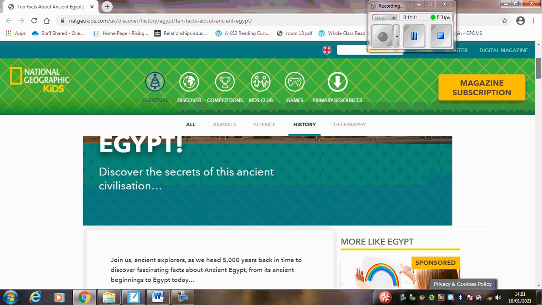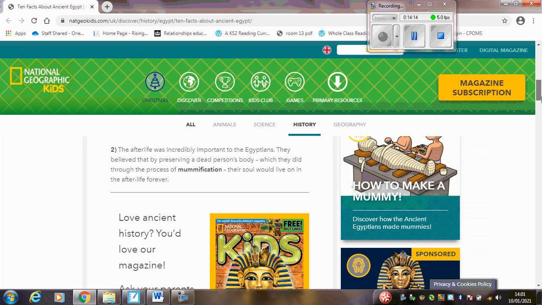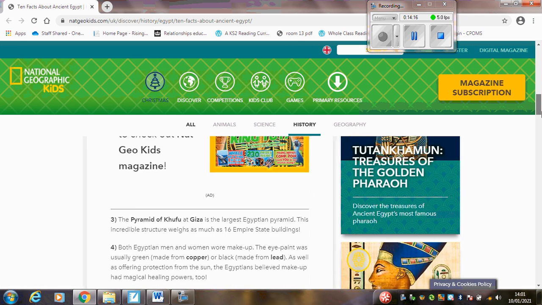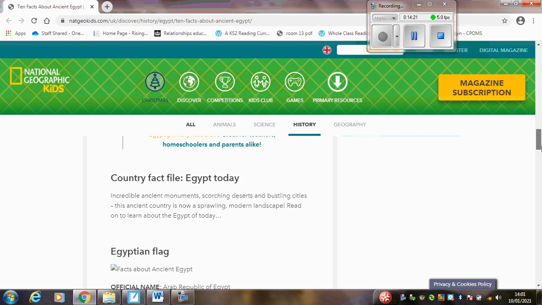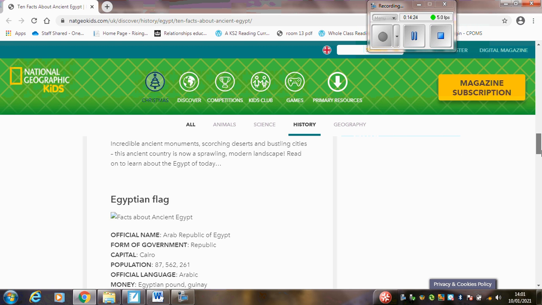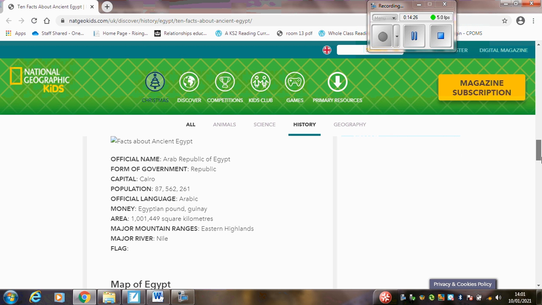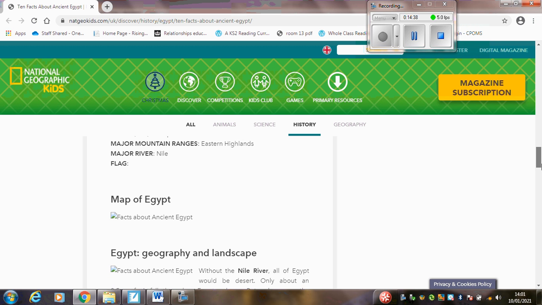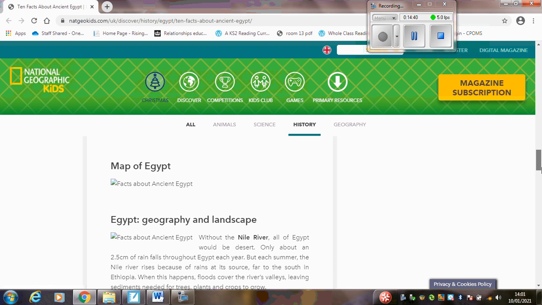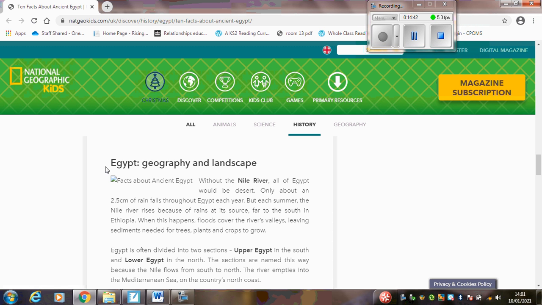So this bit here at the top is the facts about ancient Egypt. You see they're numbered. There's loads of facts there about ancient Egyptians. And then it goes on to the country fact file. So we've got facts about Egypt now, its official name, its capital, like I said, it's got the population, all that kind of stuff. It's got a map there. You'll be able to see this, because I'm just not connected to the internet at the moment. These here are pictures, but obviously because I'm not connected to the internet, I can't see it.